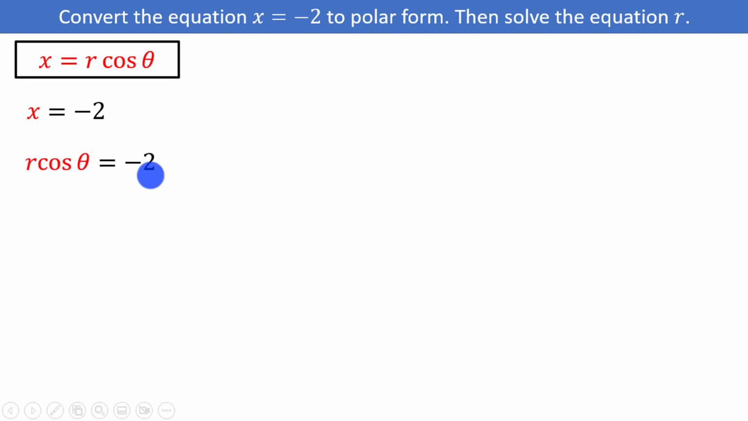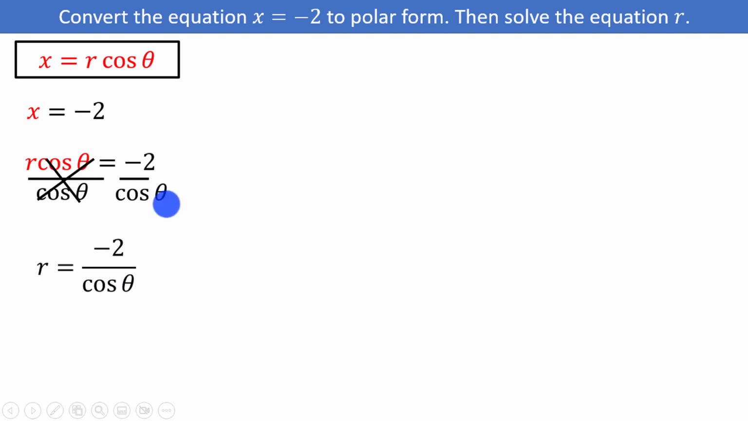At this point, we have converted the equation to polar form. Instead of having x's and y's, or in this case just x's, we have r's and thetas. Now we can solve the equation for r. If we divide both sides by the cosine of theta, we will get the cosines to cancel, so that we have r is equal to -2 over cosine of theta. Now technically this is correct, but perhaps to clean this up a bit, we know that cosine of theta and secant of theta are reciprocals, so this can become r is equal to -2 times the secant of theta.